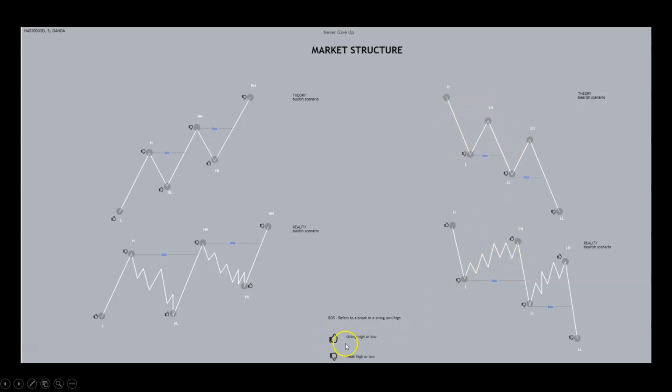So obviously, the thumbs up indicates a strong high or a strong low. In this instance, it's a strong low because this high didn't take out this low. This is also a strong low because this high didn't take out this low. These are considered weak highs because this low took out the previous high.